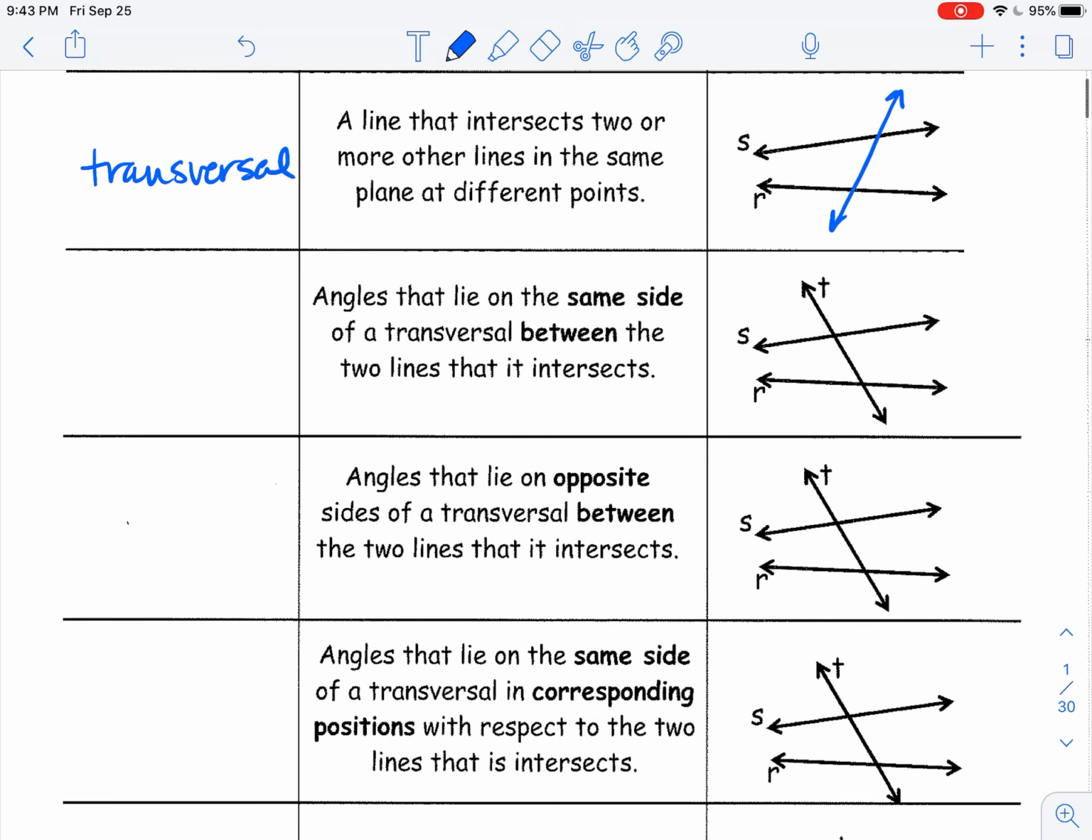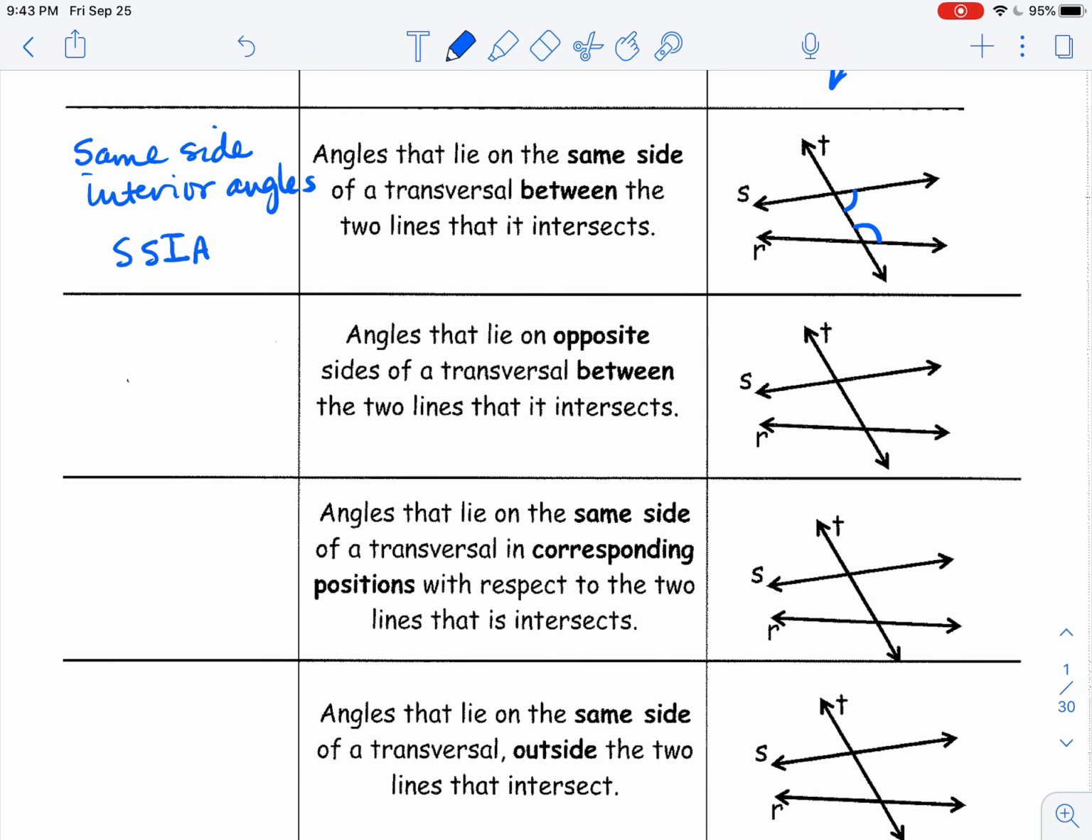Angles that lie on the same side of a transversal between the two lines that it intersects are angles such as these, and they're called same side interior angles. We'll abbreviate it like that. Angles that lie on opposite sides of a transversal, such as these two, are called alternate interior angles, or AIA.